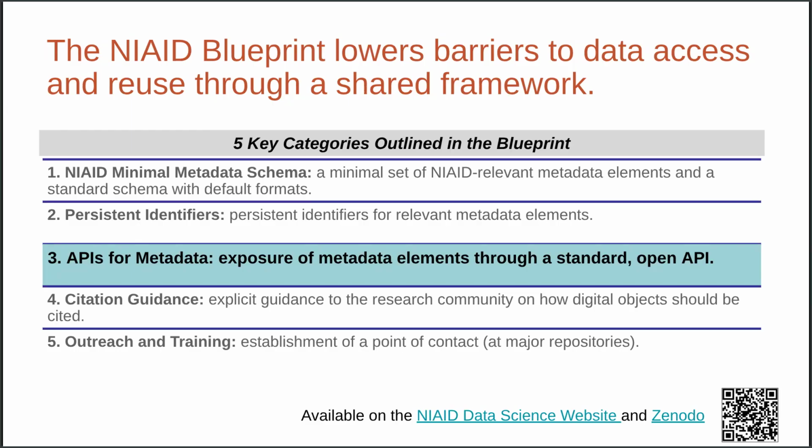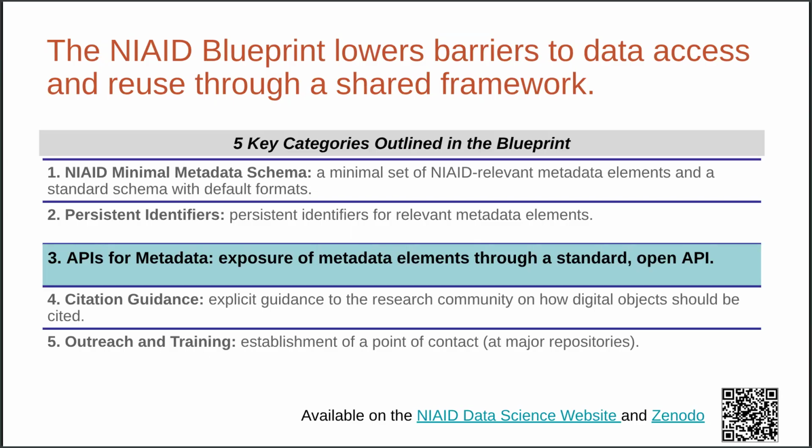Essentially, we have focused on 5 major elements listed on the slide here. The first one is the NIAID minimal metadata schema. So these are NIAID relevant metadata elements. They're organized into a schema, and we've recommended some formats. But already, as we've worked with repositories, folks are finding they might already have these things, and that's a sort of mapping exercise and a little bit out of the scope of this, obviously.